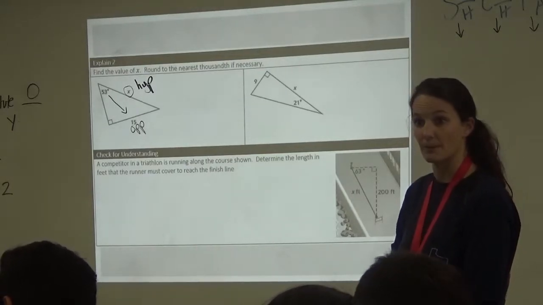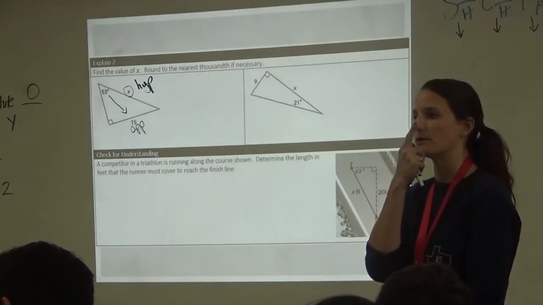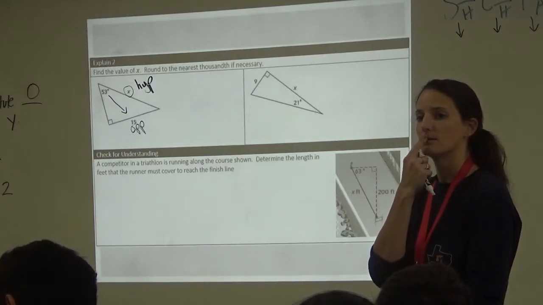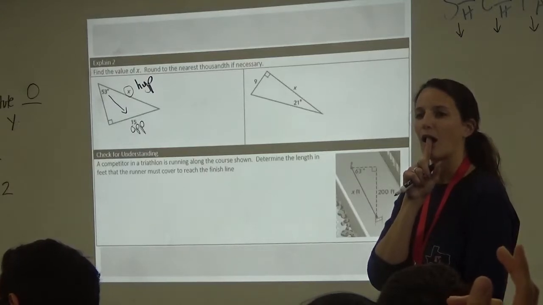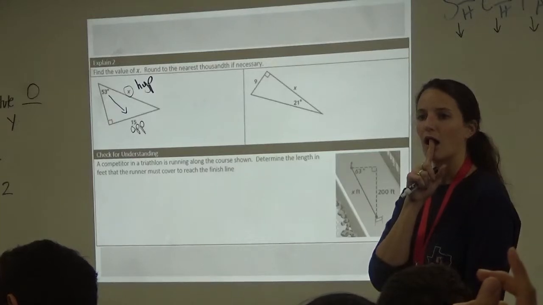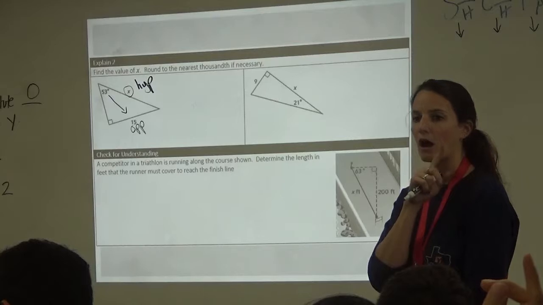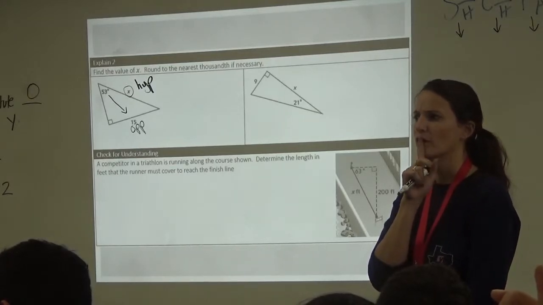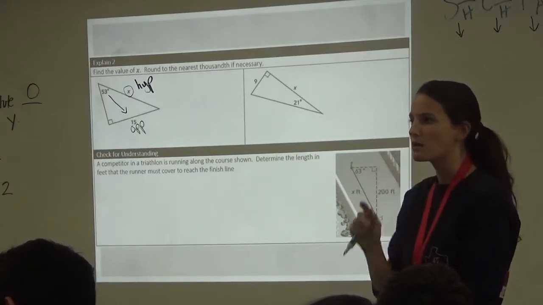Sine, do you all agree, has opposite and a hypotenuse? Did anyone have a different one? Kennedy? Okay. Christina? I think the cosecant.